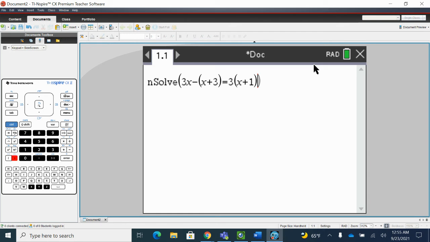But remember, if we're going to do this and solve, you have to give the variable that you're solving for. You tell the calculator, hey calculator, I want you to solve for x. So I want you to take this equation, 3x minus (x plus 3) equals 3 times (x plus 1), and I want you to solve for x. When you do this, you get your answer. Now, again, I'm not telling you to do this on the test. You do whatever method you prefer, but make sure you know how to use this if you're going to use it on the test. Don't get it wrong because you're making silly mistakes. Make sure you understand what you're doing and why you're doing it.